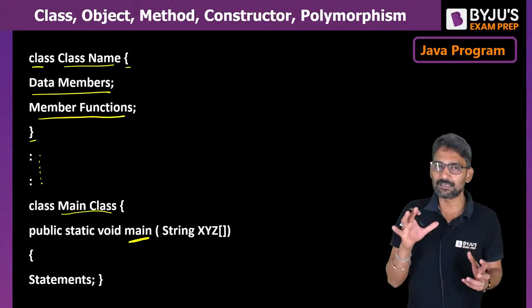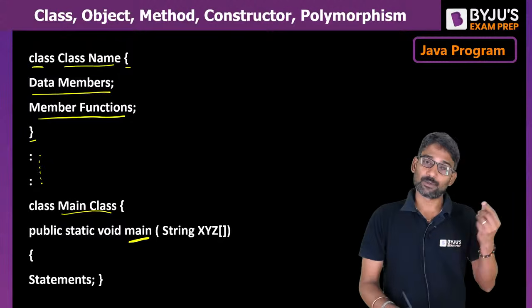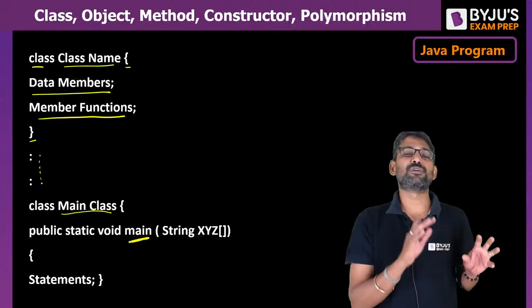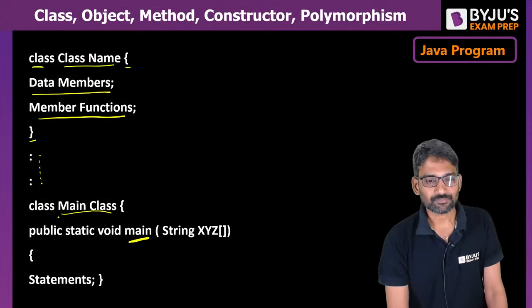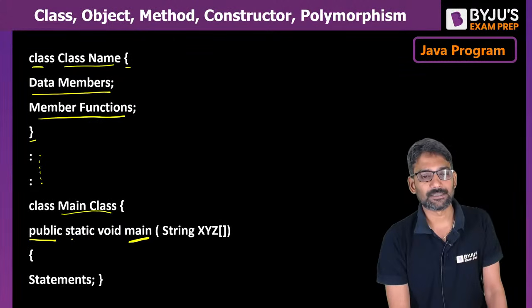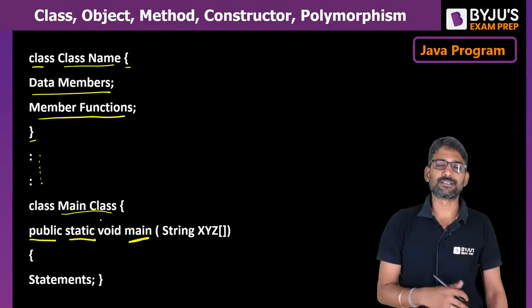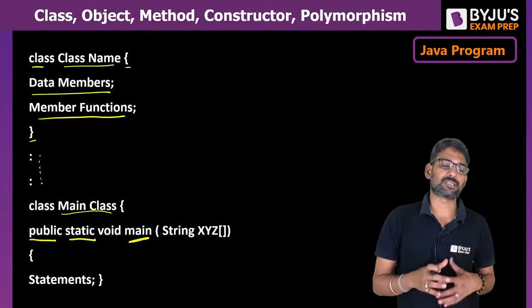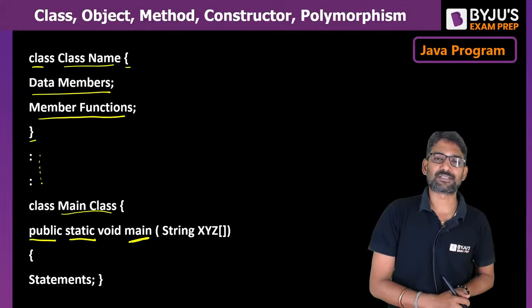And what is the signature of the main method in Java? How to write the main method? Like void main we write in C language, here also void main. But before that, we have to include some access modifiers: public, static. What these mean, we will discuss in the next class. Whenever I discuss keywords like super and final, then I will discuss what public static means.